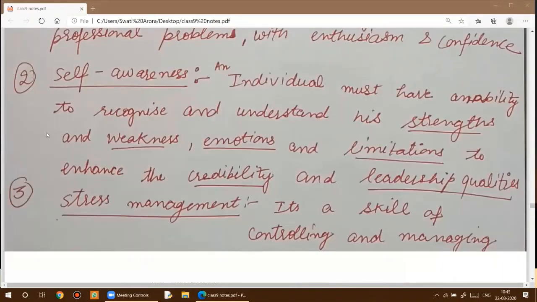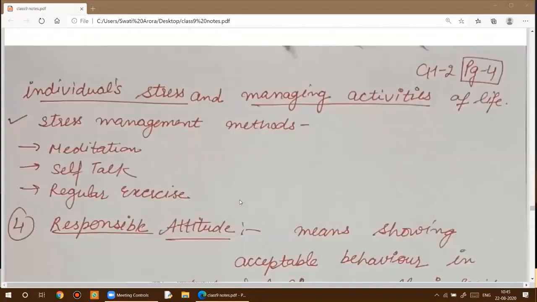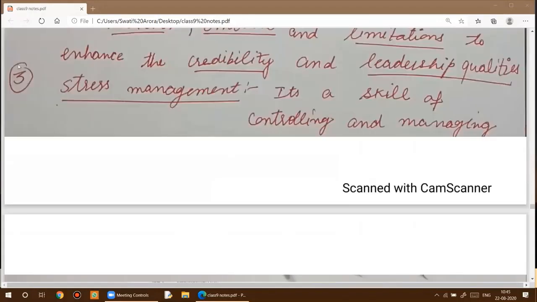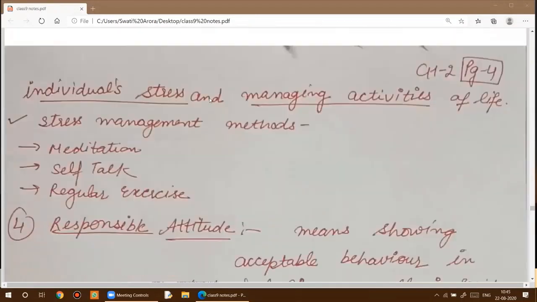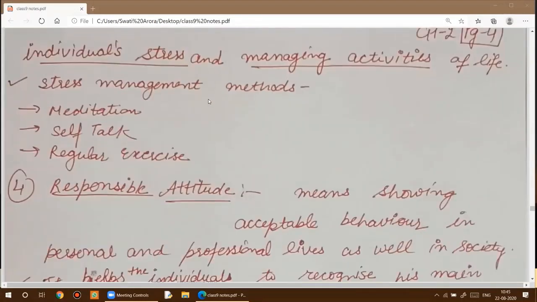Okay, now third is stress management. So if you are managing things on time and you are looking at things in a positive way, definitely you will be without stress. It means your stress will be managed. It cannot happen that no one will feel stress in any situation. It can't happen, but we can manage it. Sometimes we feel stressed, but if we do meditation, talk with ourselves, and do regular exercises, then these methods are really helpful in managing the stress.